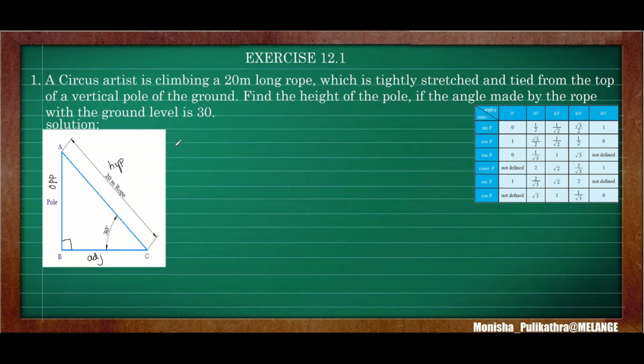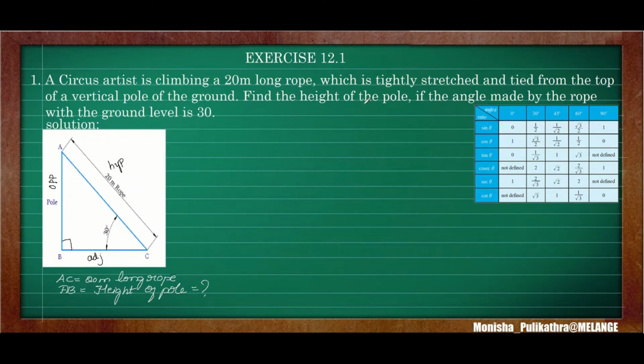The question is, a circus artist is climbing a 20-meter long rope. Here AC is the 20-meter long rope, which is tightly stretched and tied from the top of the vertical pole. So this is the pole. AB is a pole. AB is the height of the pole, which we have to find out. The height is the thing which we have to find out here.